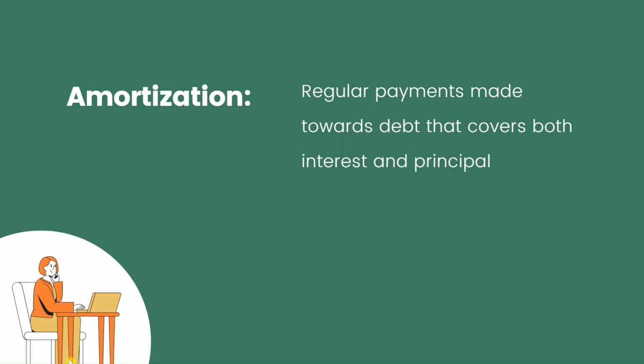Amortization. This is where your monthly payment is going towards interest and also principal to pay down that loan. All right. Amortization, your regular monthly or bi-monthly payments, so your regular payments are going towards the principal, the debt itself, and also the interest on that loan.